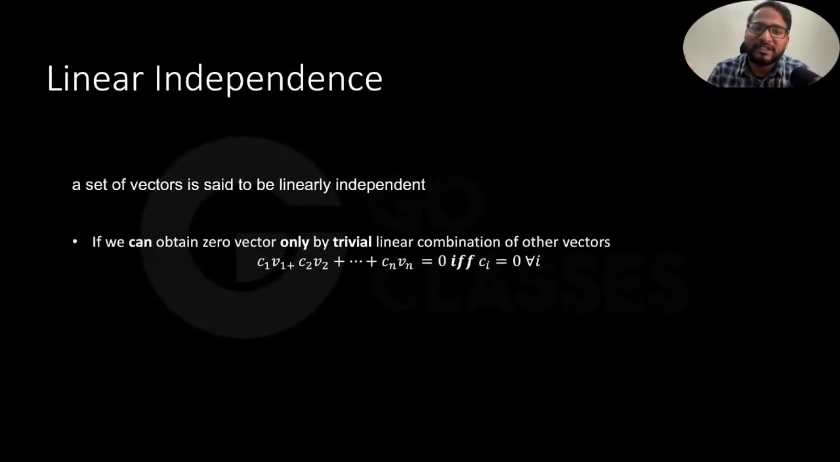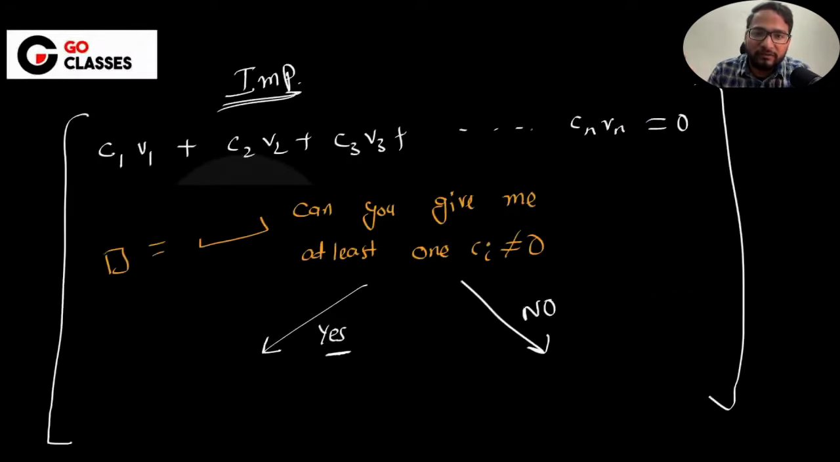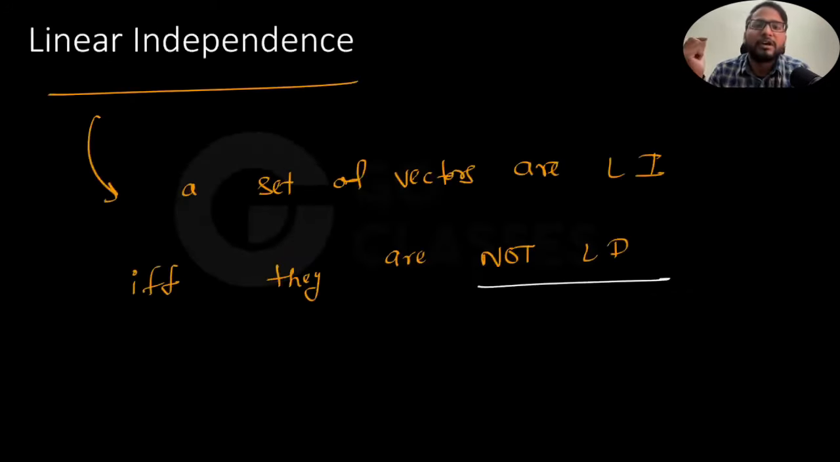So what is linear independence? Fortunately and thankfully, this definition is very simple. A set of vectors is linearly independent if and only if they are not linearly dependent. That's the only definition that we have. If it is not linearly dependent, then they are linearly independent, and vice versa. Basically, either the set is linearly dependent or the set is independent. If this is dependent, it cannot be independent. If it is not dependent, then it is independent.